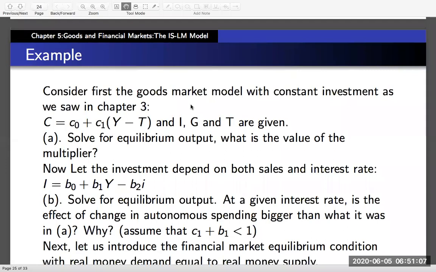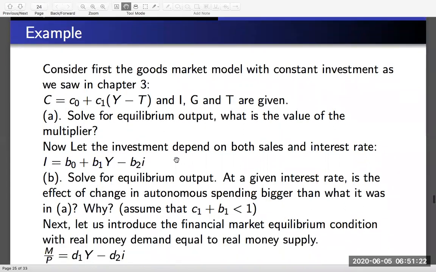Okay, so I have an example here. I want us to discuss this example. So what are you given? You are given consumption, investment, government spending, and taxes. What do they want you to solve? Solve for equilibrium output. What is the value of the multiplier? Now let the investment depend on both sales and interest rates. So I could rewrite my investment like this.